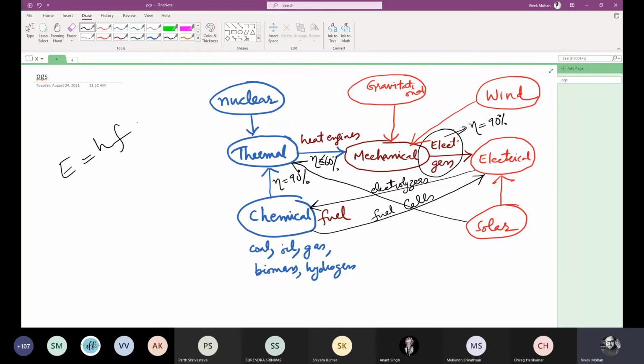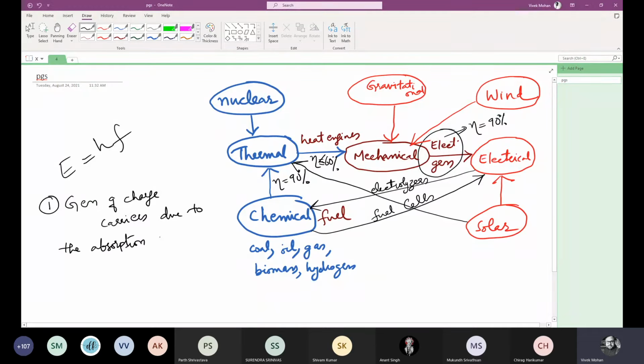Now, the photovoltaic effect can be divided into three basic processes. In the first process, we define it as generation of charge carriers due to the absorption of photons. These photons are absorbed by the material that forms the PN junction.